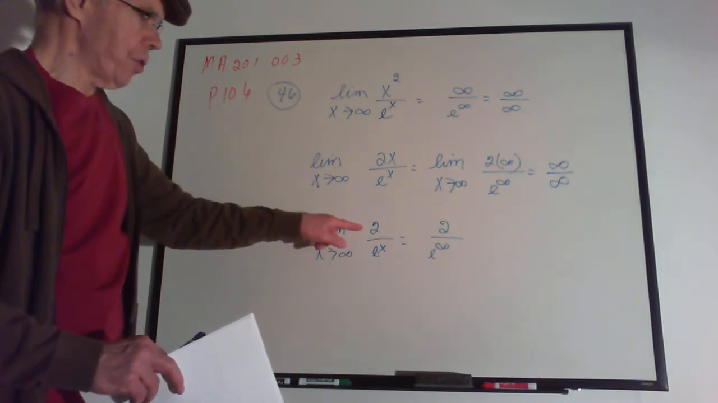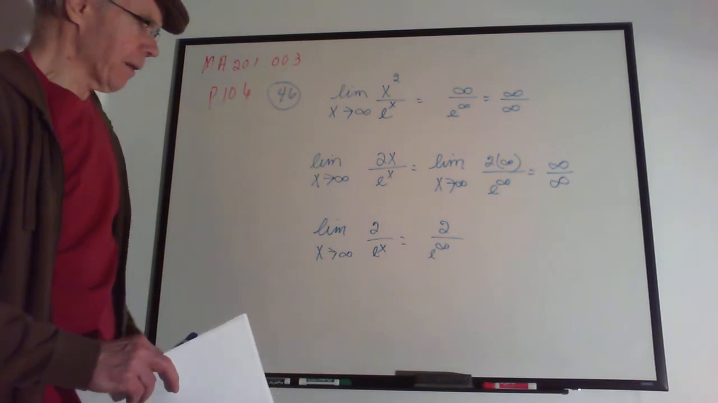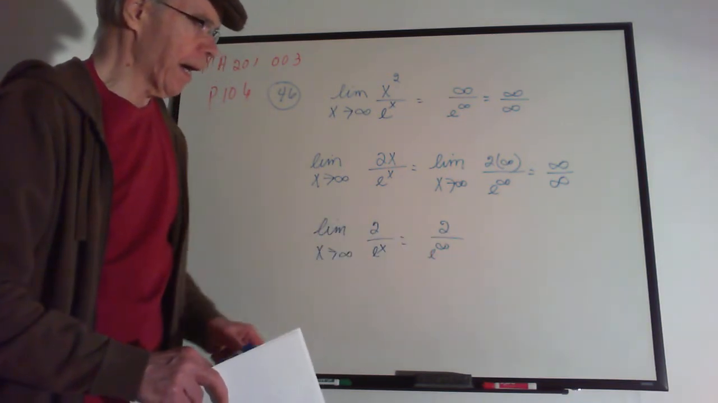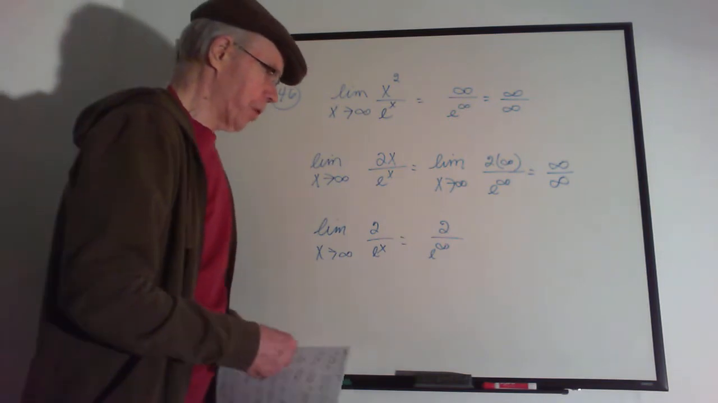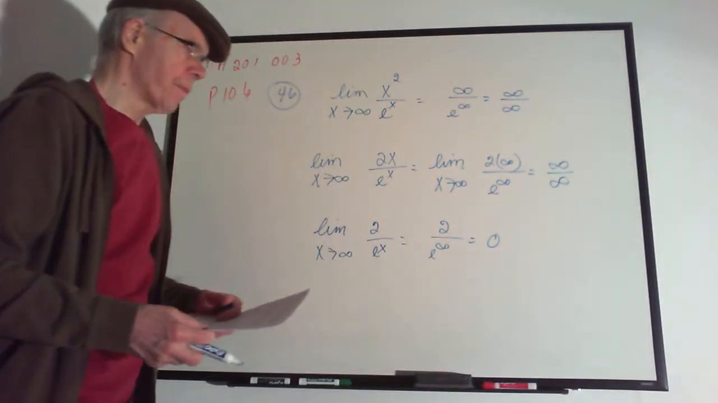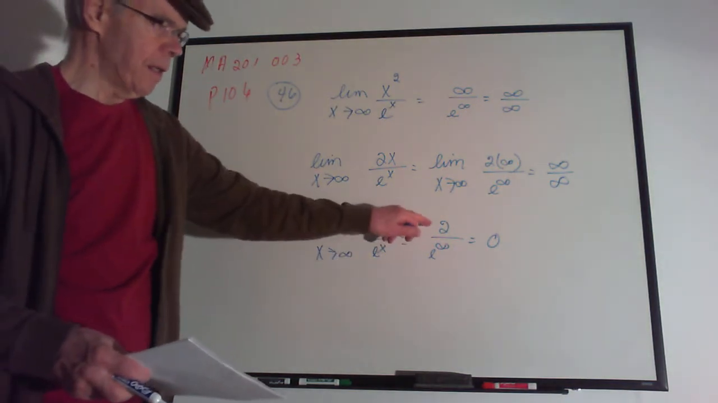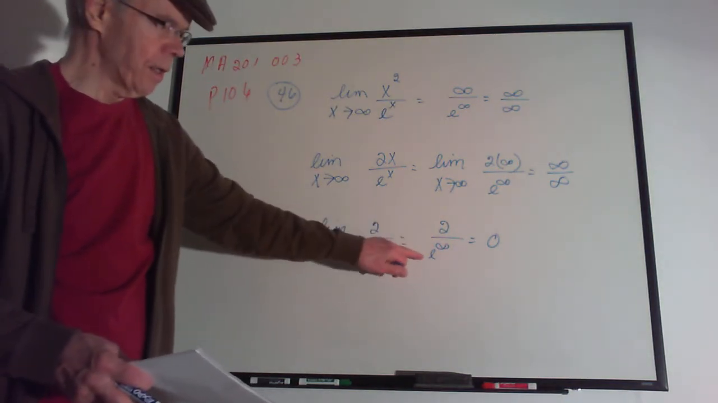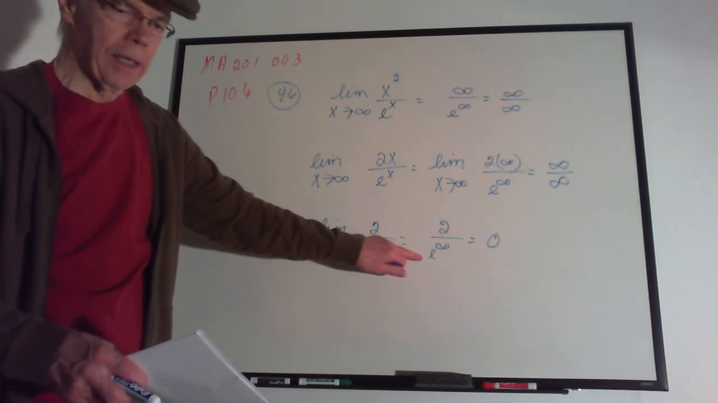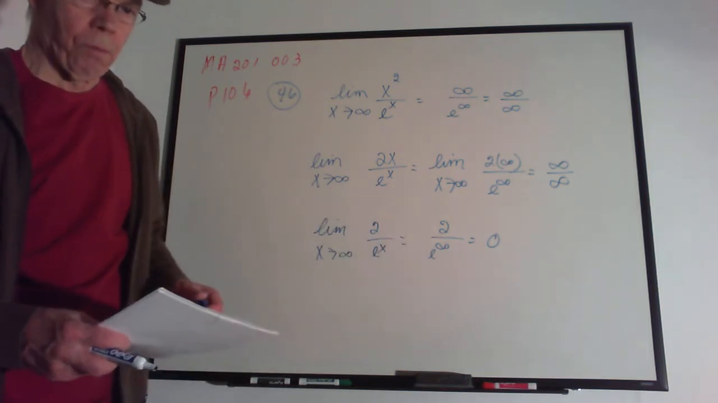This time you're going to get 2 over e to the x. The limit as x goes to infinity of 2 over e to the x is going to give you 0. Because the numerator is a constant, and the denominator is going to get extremely large, the answer is going to approach 0.